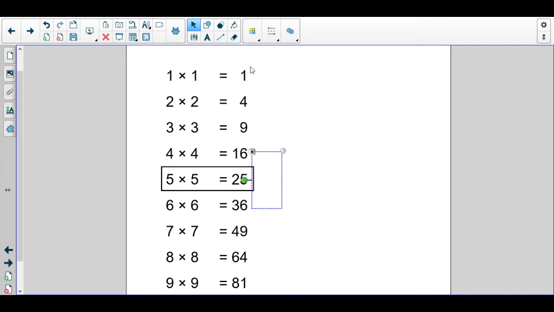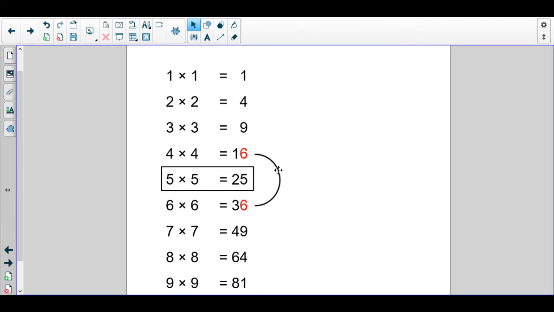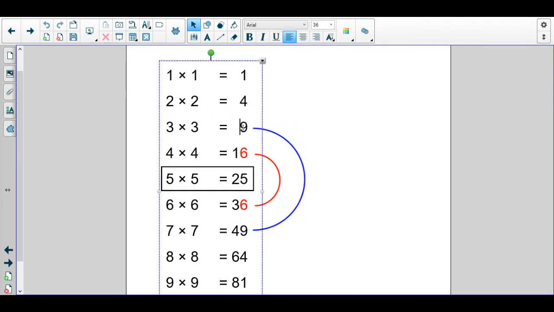The first one, if we look at 4 times 4 and 6 times 6, each of those numbers ends in a 6. So that was something that was kind of neat as you look at patterns. But then we can go even one more. Let's take a look right here at 3 times 3, 7 times 7. Each of those numbers ends with a 9.